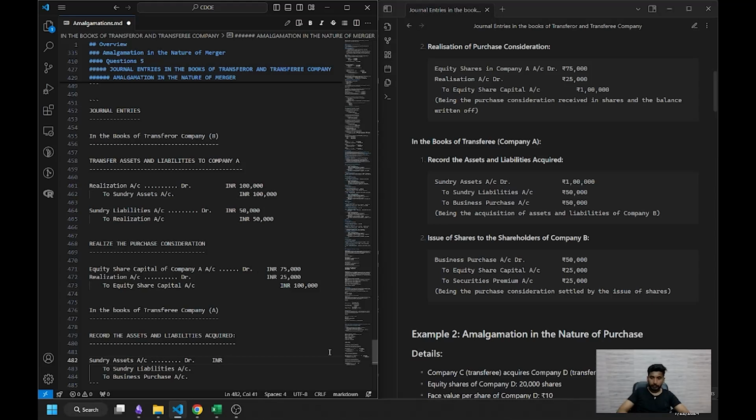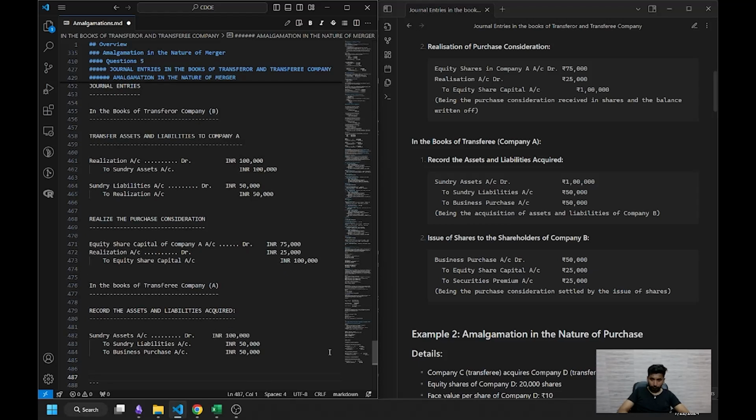Now the sundry assets account will cost rupees 1 lakh. Why? Because the assets transferred from company B to company A are of rupees 1 lakh. The liabilities are of rupees 50,000, and the remaining will be the business purchase of rupees 50,000. That is the balancing figure.